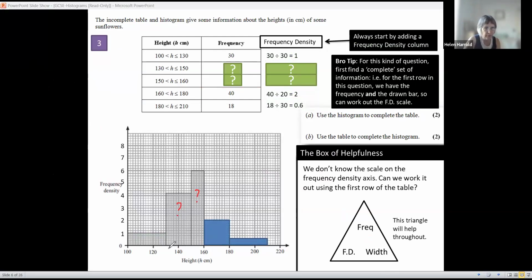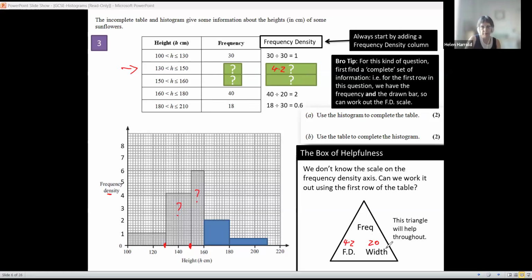We don't know these ones. This is the 130 to the 150 bit, which is this one here. So this is the red one here. And because we've now got this labeling here, we now know that the frequency density is 4.2, because we can read it off this graph. So we've got 2 unknowns here. We know this is 4.2. We know that this bar is 20.